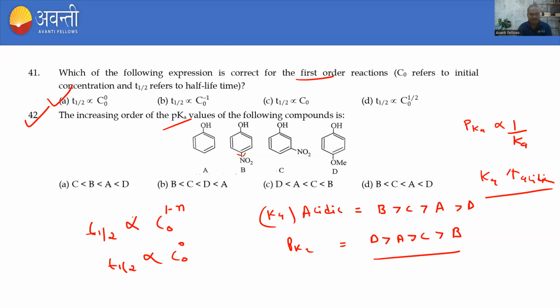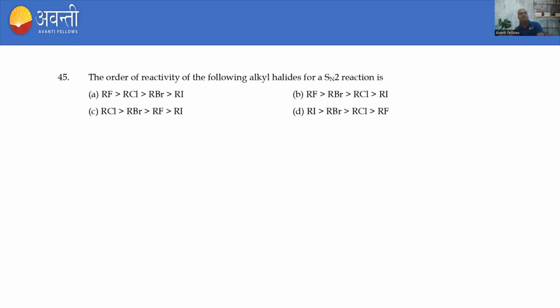So which option is correct, beta? That is D, then A, then C. D, A, C, and B. Yeah, that is option number D. Absolutely correct. Chalo. Move to the next one.